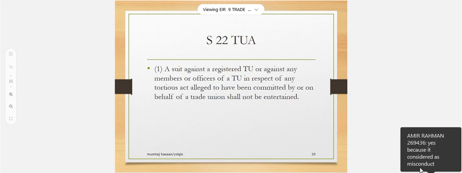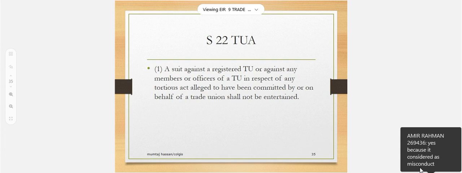Mm-hmm. Okay. But here it's considered that the tortious act by Peter is actually protected, because he's doing something that a trade union would be doing. So the trade union has the right, has privileges, keistimewaan. So the company cannot actually sue because the section here says that it shall not be entertained. Okay?